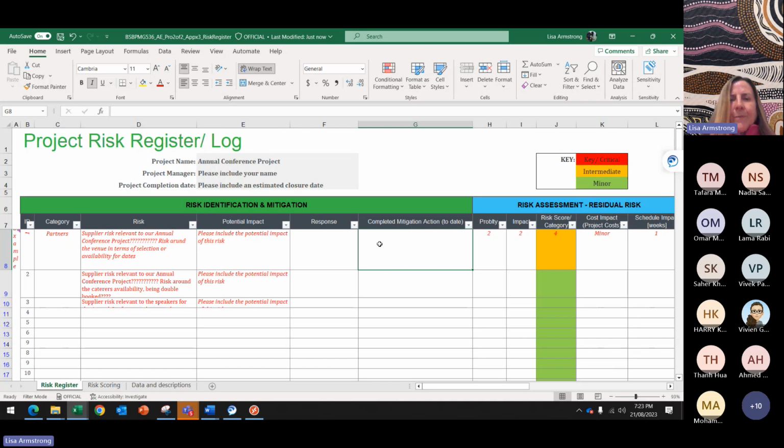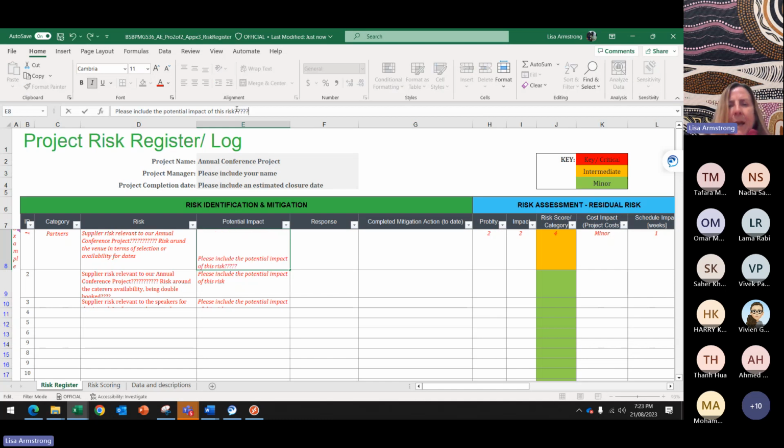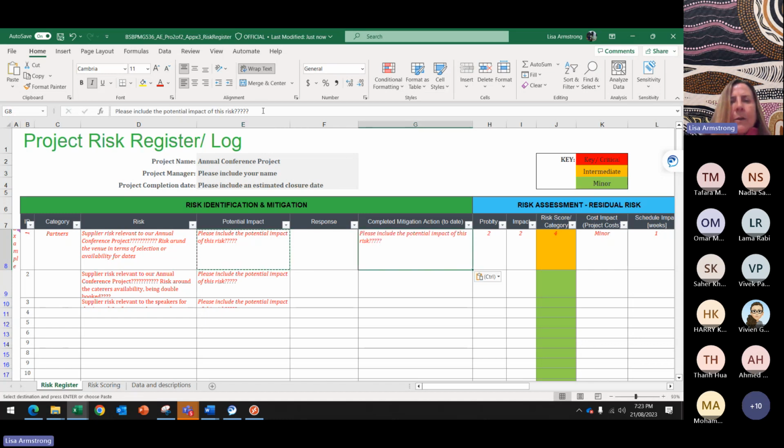You need to include some actions to mitigate. What could you potentially put in place to address, mitigate, control, reduce the likelihood or reduce the severity, isn't it? So we want to copy that and put that there. Please include.